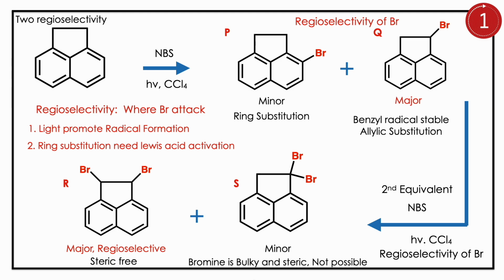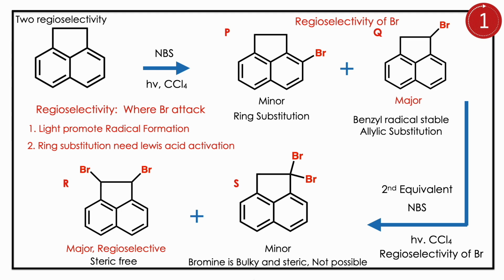Bromine can attack the ring, both positions are possible. Here I have given all the possibilities, P, Q, R, S. Let us analyze one by one. P is minor because ring substitution needs a Lewis acid, so it is not at all possible. The Q is major because side chain substitution as well as benzyl radical stability is possible. That is the major one. So minor and major.